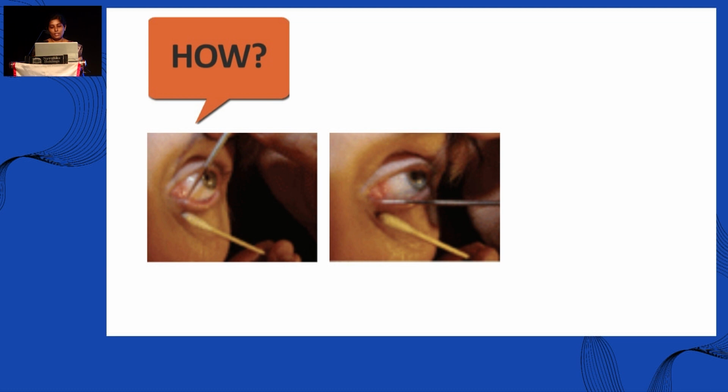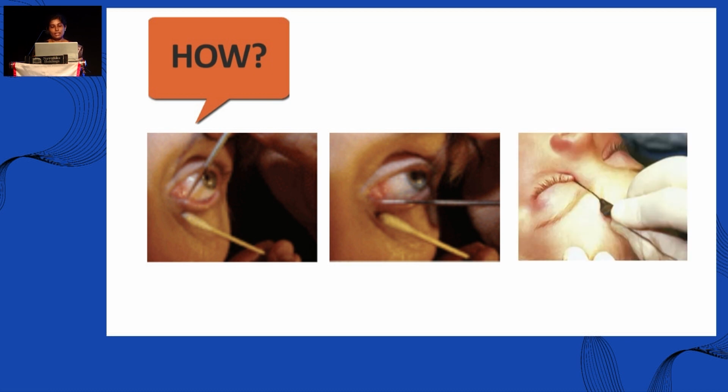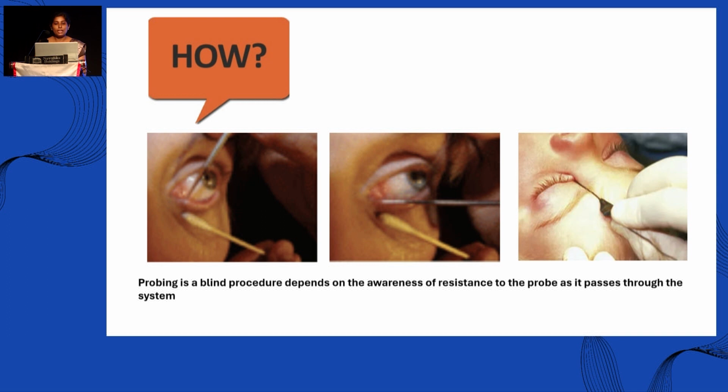Then how are we going to probe? First we have to dilate the punctum with a punctum dilator. Then we have to insert the probe initially 90-degree vertical. Then we insert the probe parallel to the lid. Then after achieving the hard stop, we have to turn the probe 90 degrees and advance it free of resistance downward and laterally. Probing is a blind procedure, dependent on the awareness of resistance to the probe as it passes through the system. So we have to have that experience while we are probing the child.